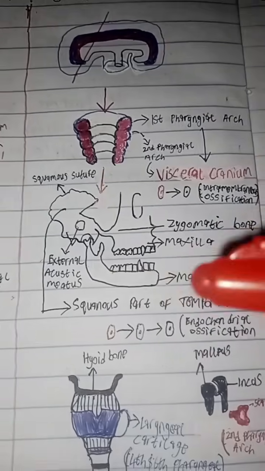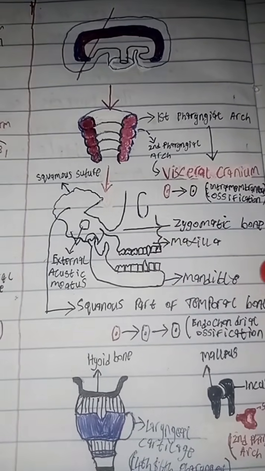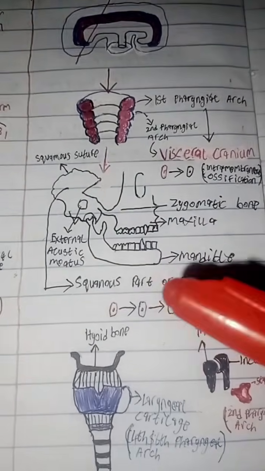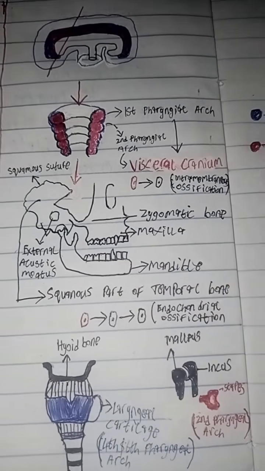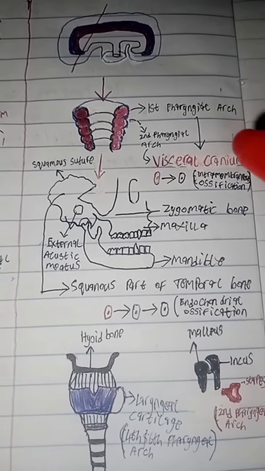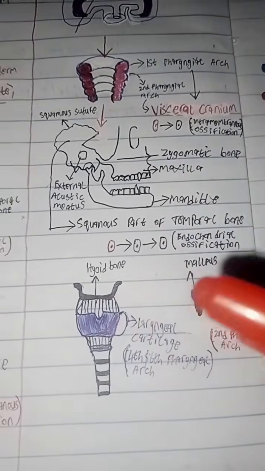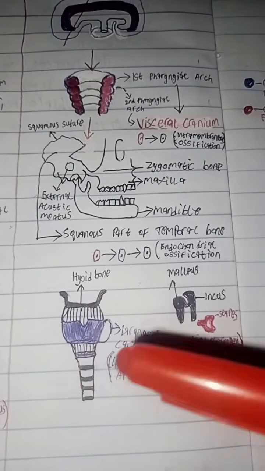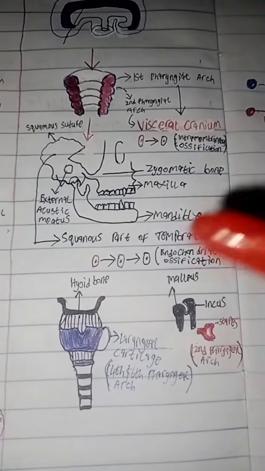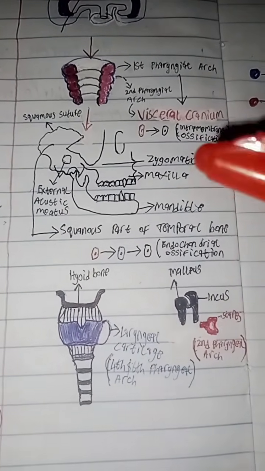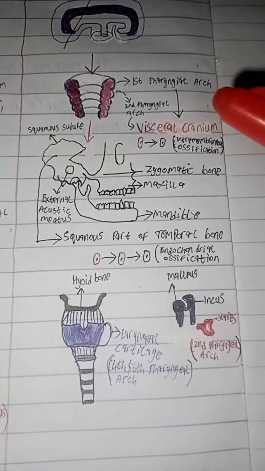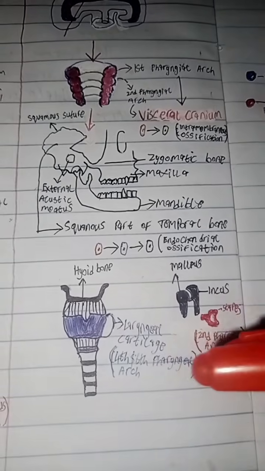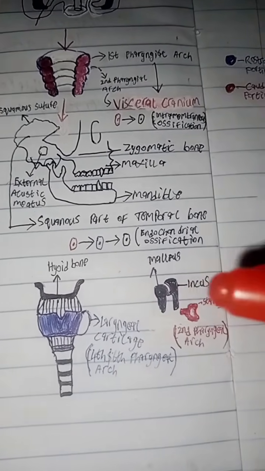So, the part of the skull that forms your face: your zygomatic bone, maxilla, mandible, external acoustic meatus, the squamous suture, and the squamous part of the temporal bone. Now, these parts are from the first pharyngeal arches. Now, there are also other structures, for example, the hyoid bone, the laryngeal cartilage, and the pharynx, malleus, incus, stapes. So, the malleus and incus are formed from the first pharyngeal arch. The laryngeal cartilage is formed from the fourth and sixth pharyngeal arch, and the stapes is formed from the second pharyngeal arch.